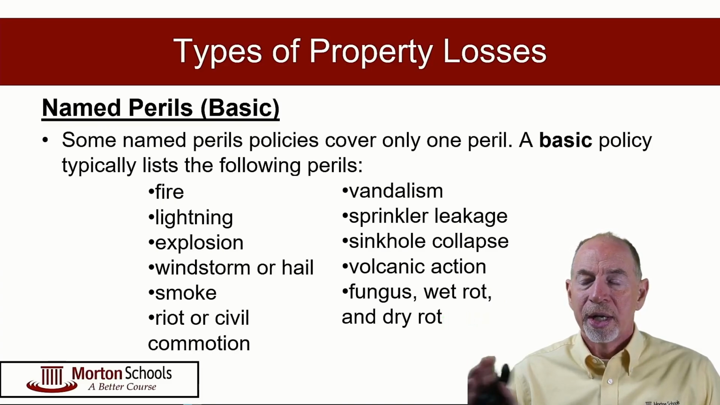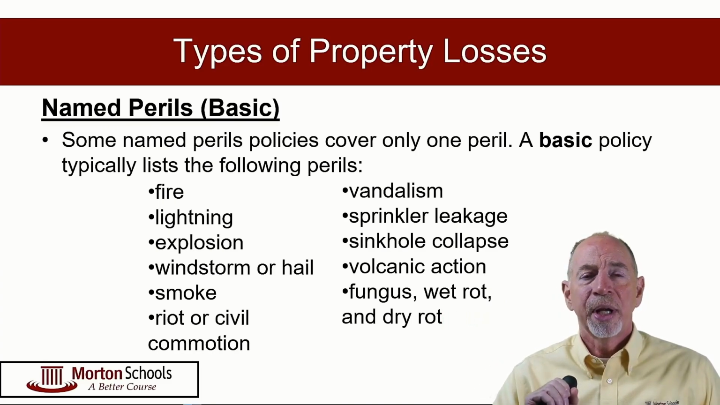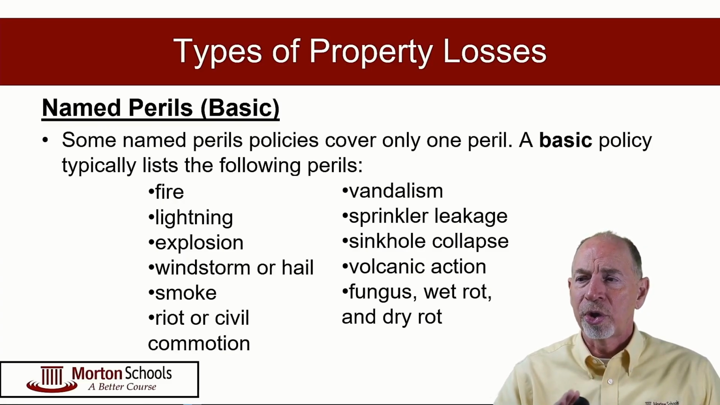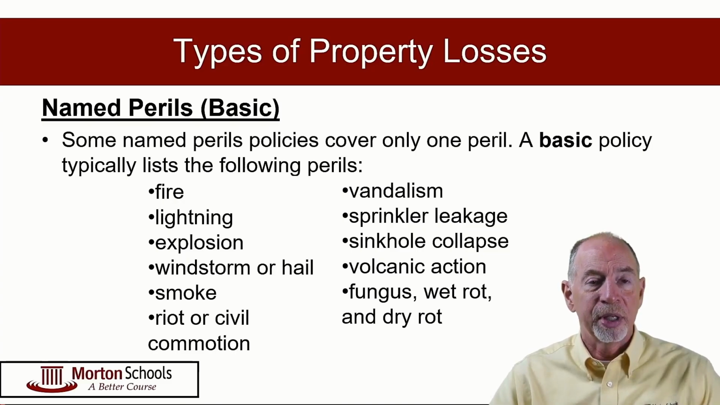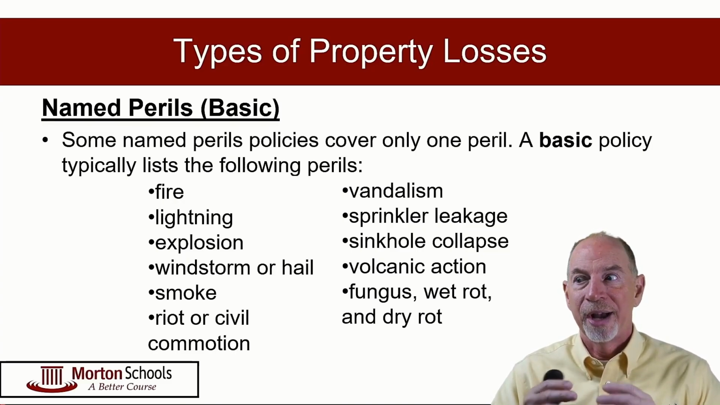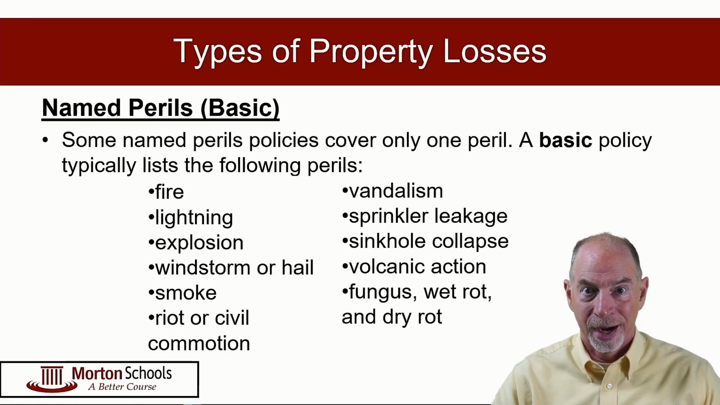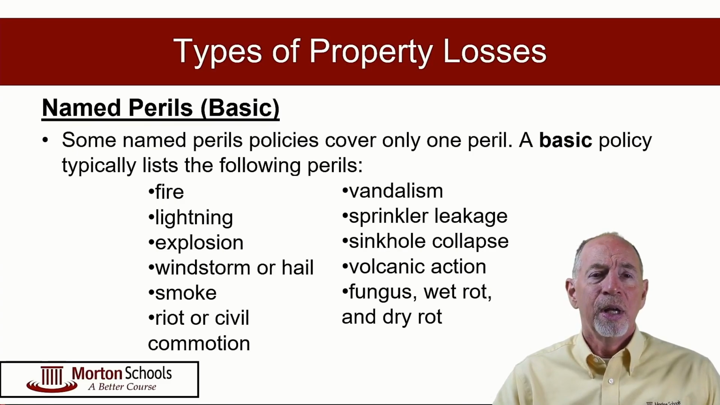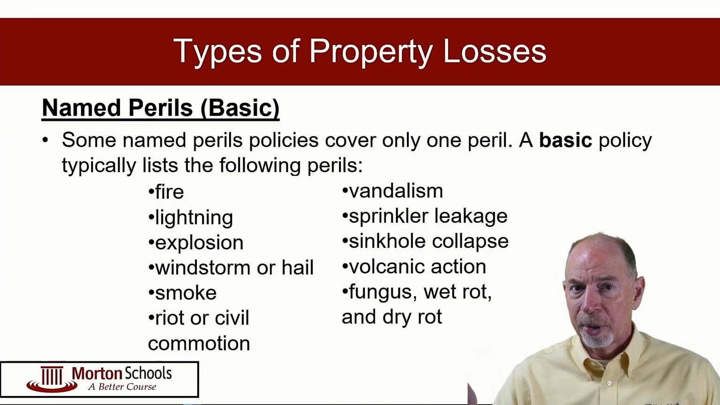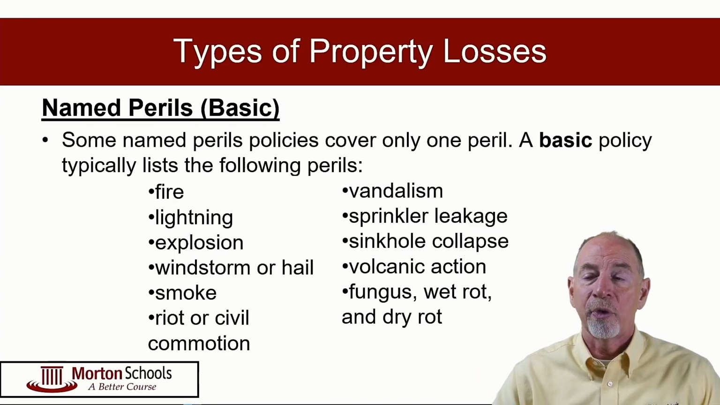Now let me clarify a few of these because they might not be really crystal clear for you. Fire and lightning, I think, are really kind of expected. You would expect if your house burns down, even the most basic policy is going to cover that. So it would. A named basic policy would cover that. Windstorm and hail. Some states, however, for example, Florida, windstorm is a separate coverage. So once again, the list can vary from policy to policy and from state to state.